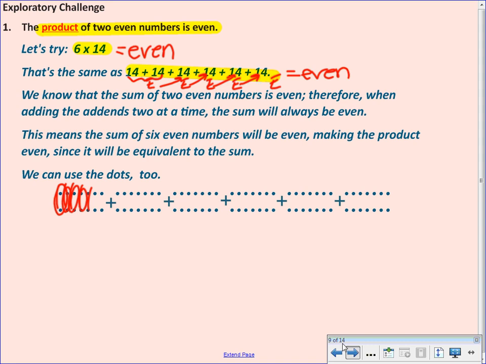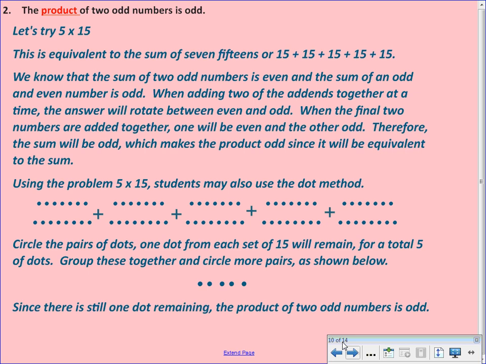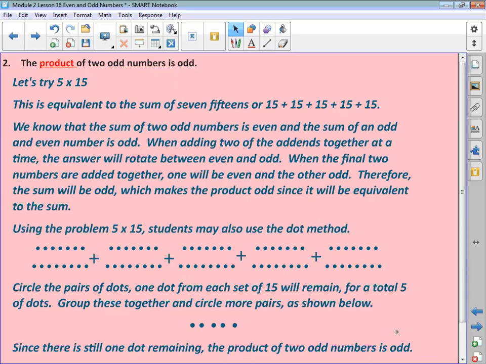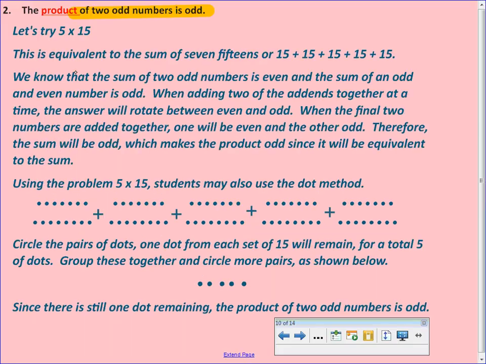Let's get some odds in there. They believe that the product of two odds is odd. This is different than the adding. So let's come up with an example, like 5 times 15. So write 5 times 15.